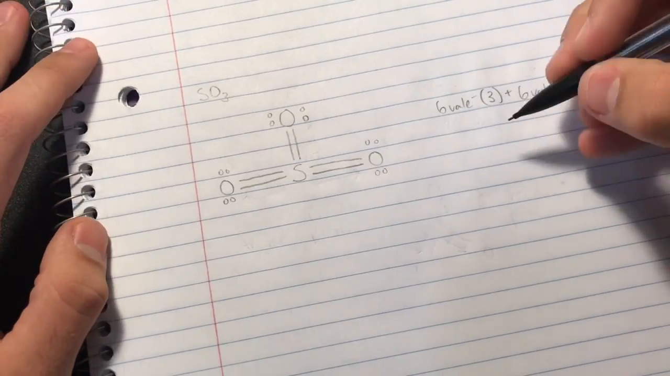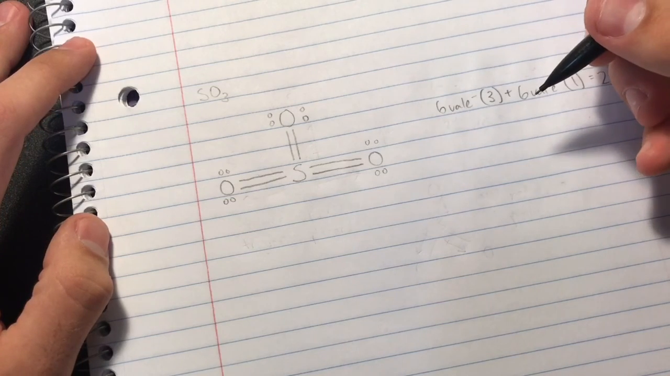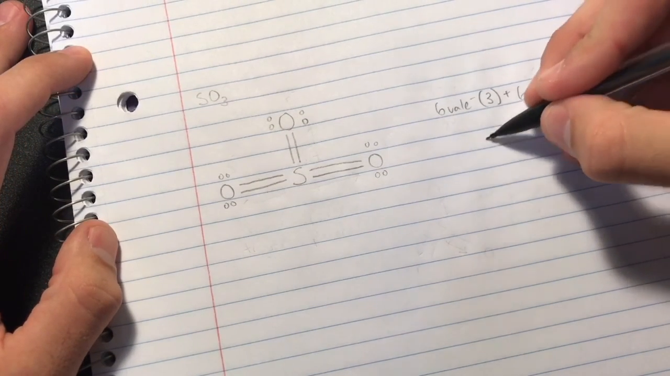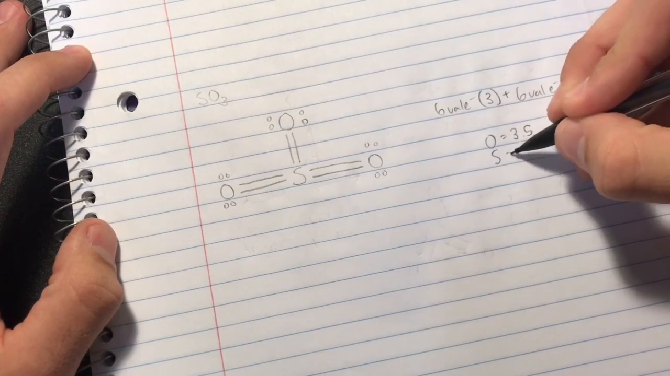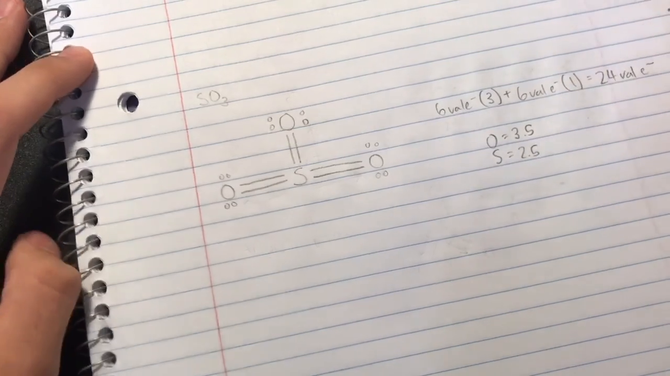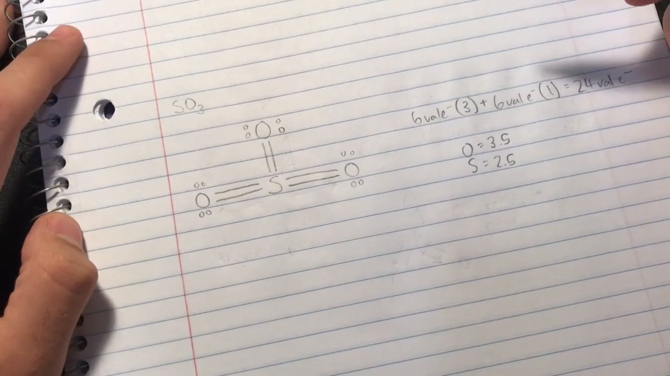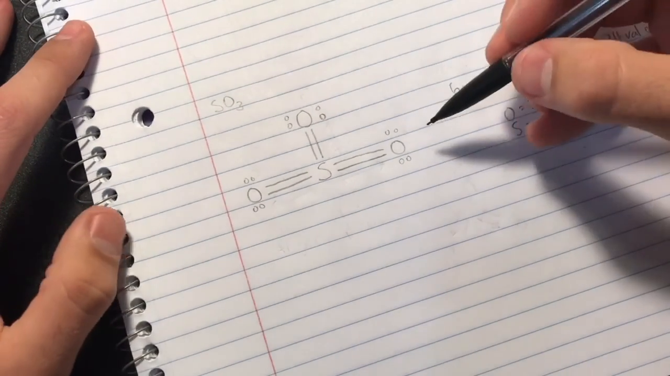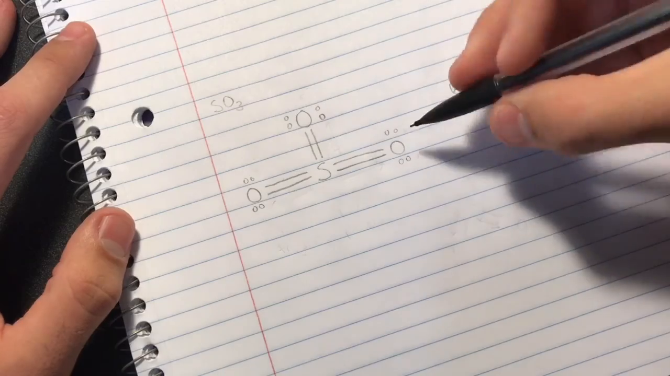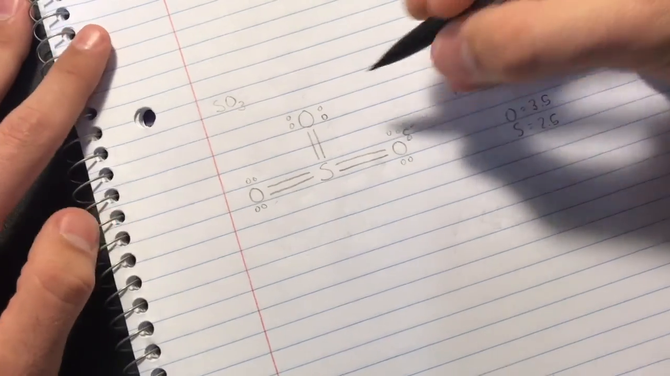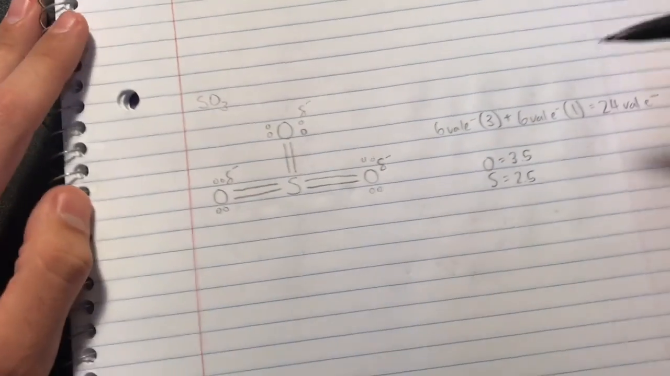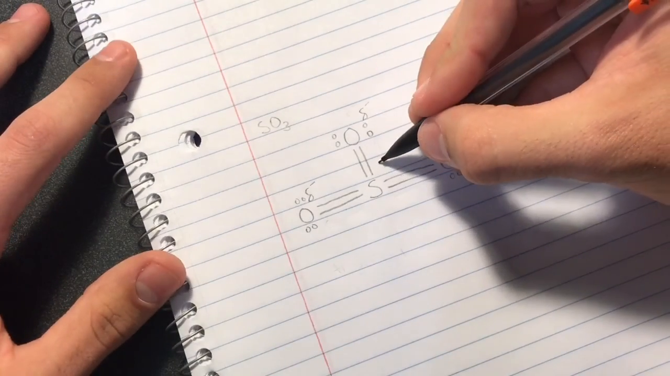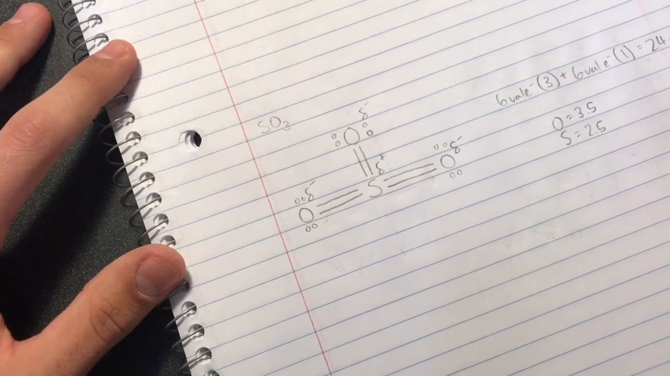So first, let's determine which atom is more electronegative. So oxygen has an electronegativity of 3.5, sulfur 2.5. So because oxygen is more electronegative, it's going to have the partial negative charge on it. So let's go ahead and write that down. And sulfur is going to have partial positive because it is less electronegative.